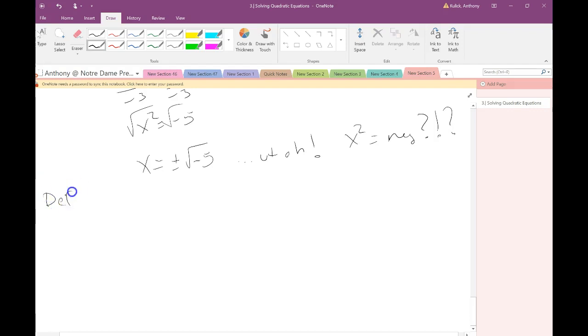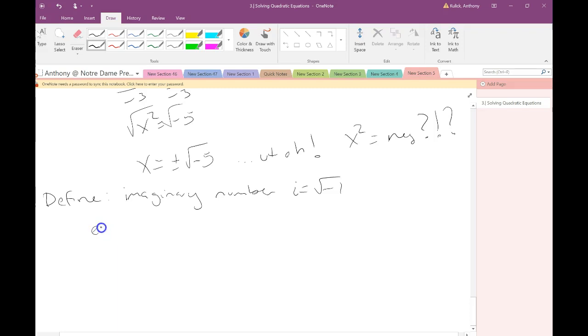We're going to define a new type of number called the imaginary number. And we're going to use the symbol i, like a cursive i to do it, so I always put a little tail on mine so it doesn't look like a semicolon. And it's going to equal the square root of negative 1.